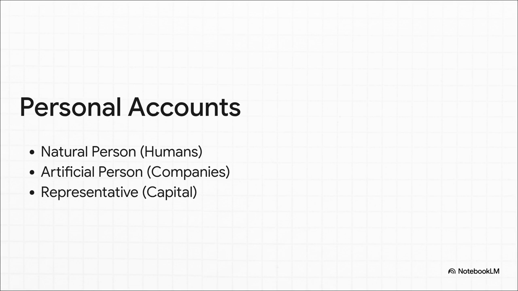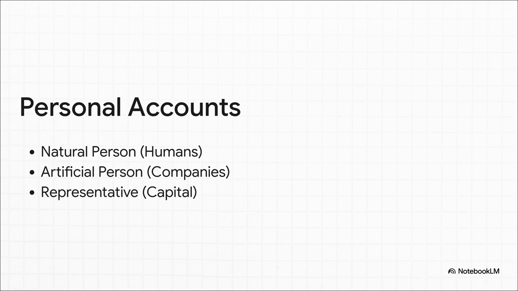Finally, we have representative persons. And right here is how we resolve our big debate. Capital isn't a natural person itself, right? But it accurately represents the human owner's financial footprint within the business. Therefore, it is categorized as a representative personal account, standing right alongside things like outstanding salary, which collectively represents the money currently owed to a group of employees.